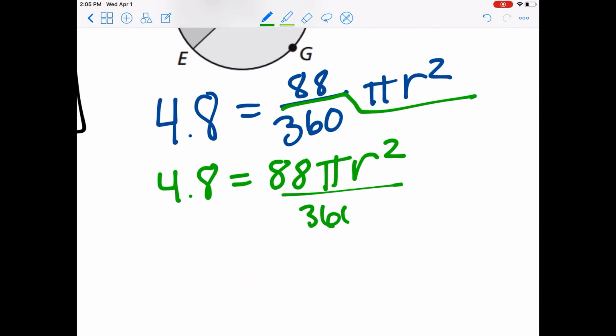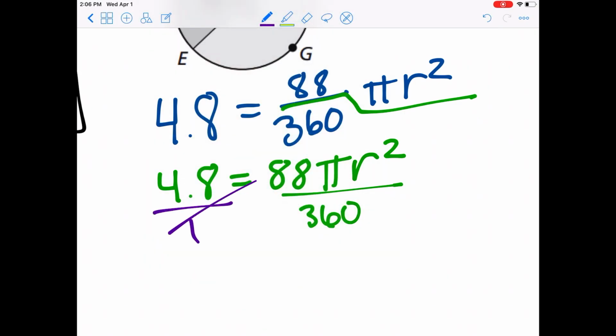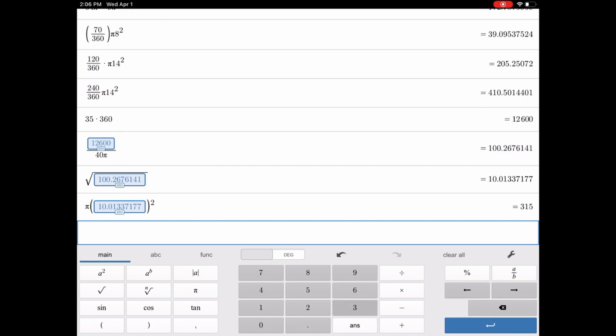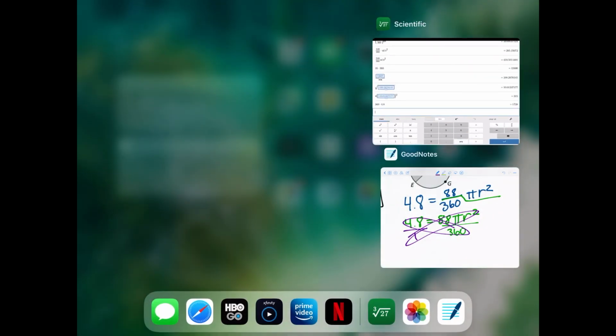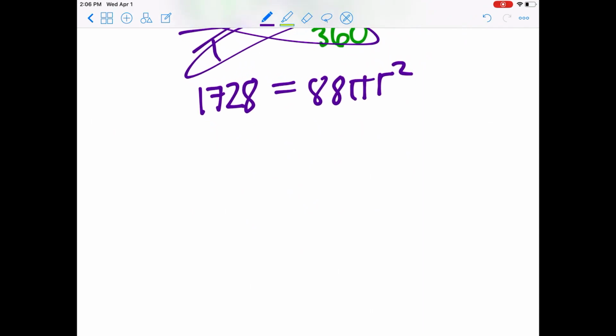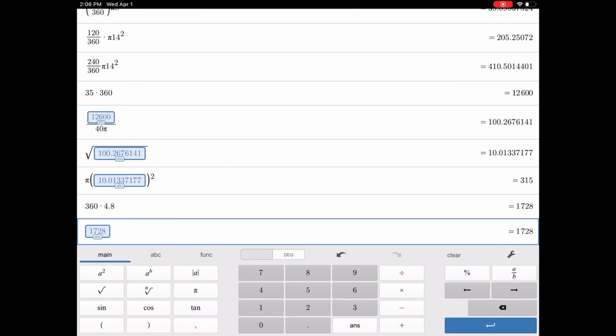over 360, and put it over 1. Cross multiply. So 360 times 4.8 is 1728. And then we have our 88 pi r squared. Next step is to divide by our 88 pi. Divide by 88 pi. So answer, divide by 88 pi.